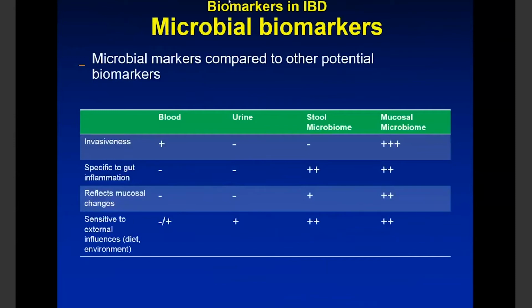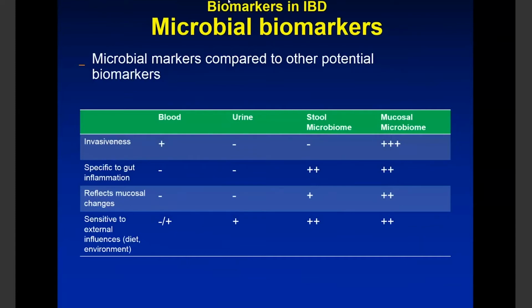Before we look at the data on microbiome-based biomarkers, let's first see how the microbiome biomarkers, whether in stool or mucosa, conceptually map against either blood or urine biomarkers, which are the other two biomarker compartments that we use. In terms of invasiveness, clearly stool microbiome is less invasive than any of the other tools except for urine, because it doesn't need a blood draw. On the other hand, if we are looking at microbiome-based biomarkers in the mucosa, that frequently requires an invasive procedure.